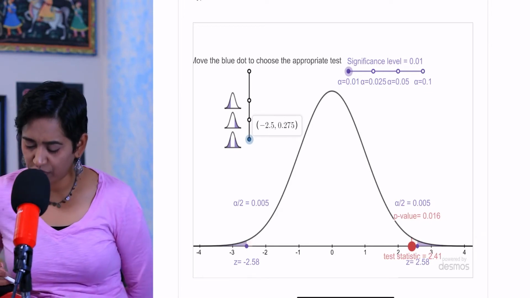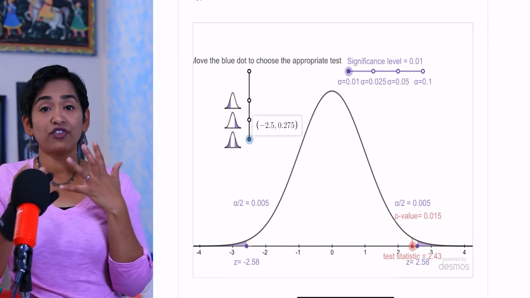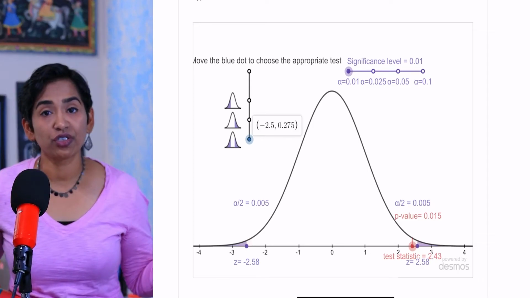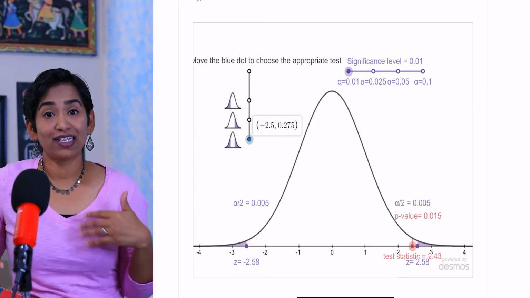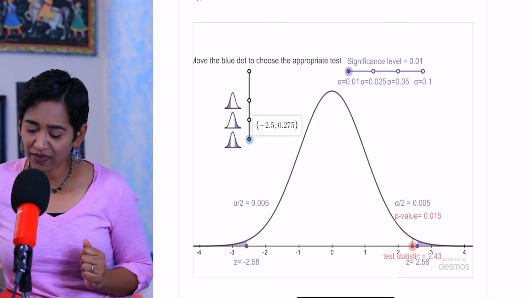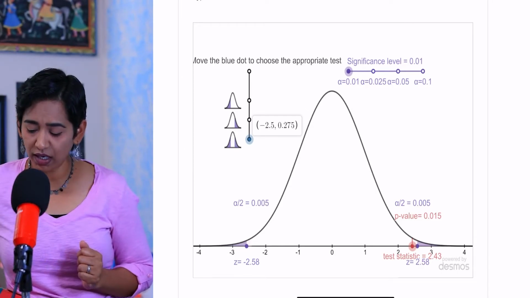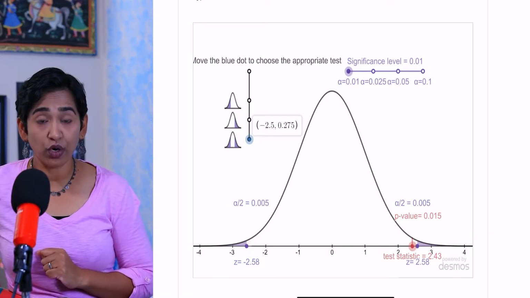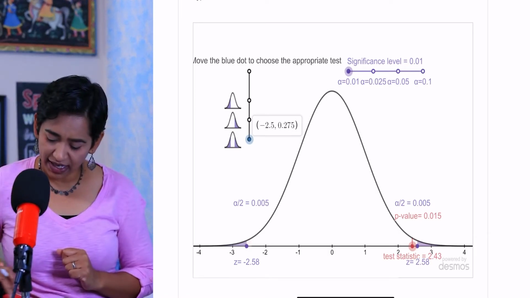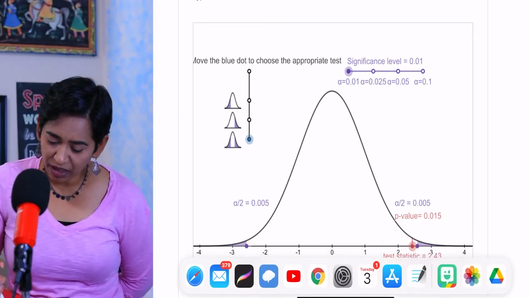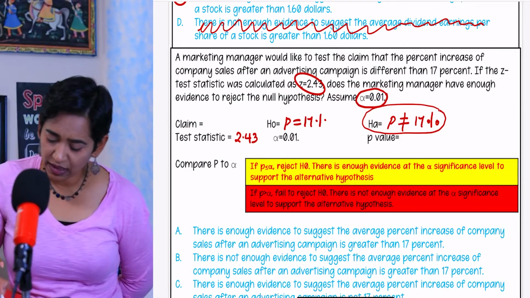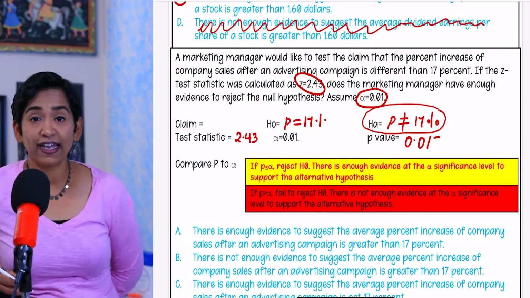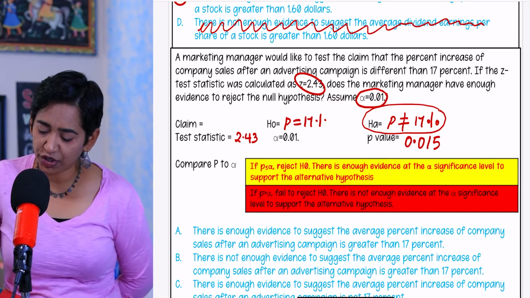There you go, 2.43. Now, you can be smart enough and just look at the problem. You see, the test statistic did not fall in the rejection region. So you're not rejecting it. But let's go ahead and use the p-value. What is the p-value? 0.015. The p-value is right here, 0.015. So let's go ahead and type it in. My p-value is 0.015.